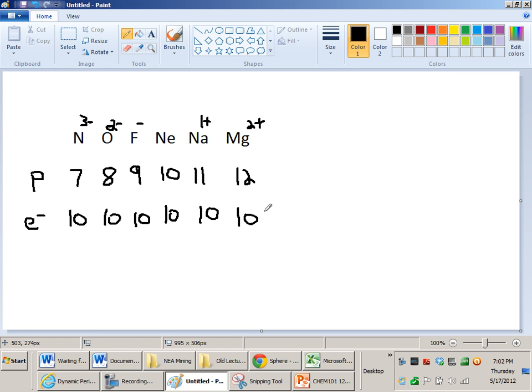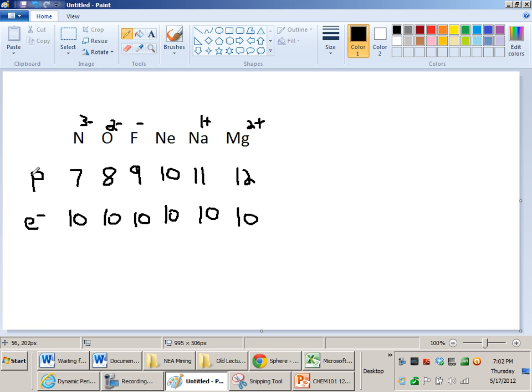Okay, so looking at that, we can ask the question: will electrons in these systems be more or less attracted to nuclei with this many protons? Are the number of electrons in each of these systems the same? They are. They're identical. Each of these systems has 10 electrons. So they're called an isoelectronic series. Isoelectronic means just the same number of electrons.